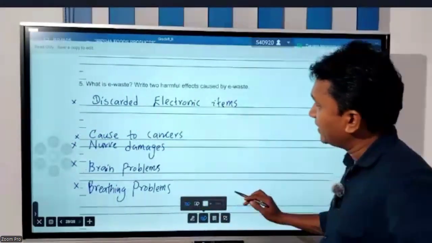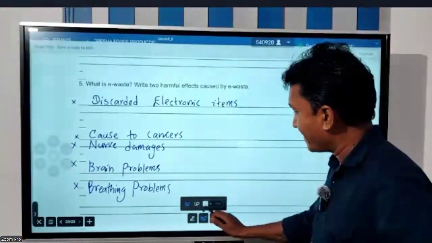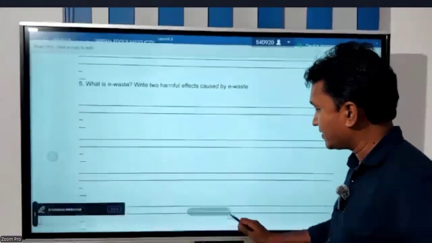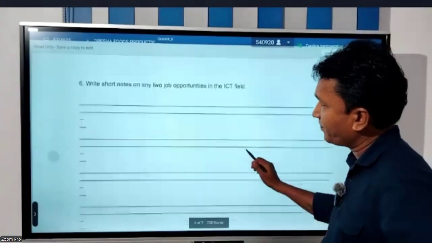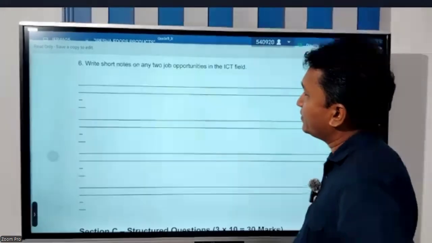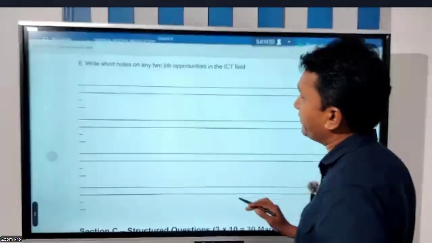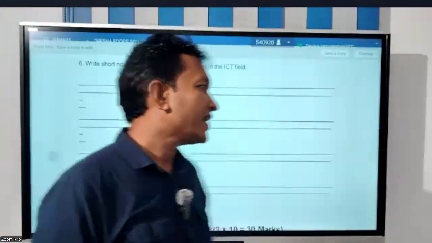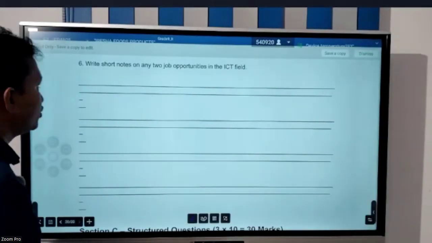Those are the harmful effects caused by electronic waste. Write short notes on any two job opportunities in ICT. No need to write short notes. What are the job opportunities related to the ICT field? Jobs.